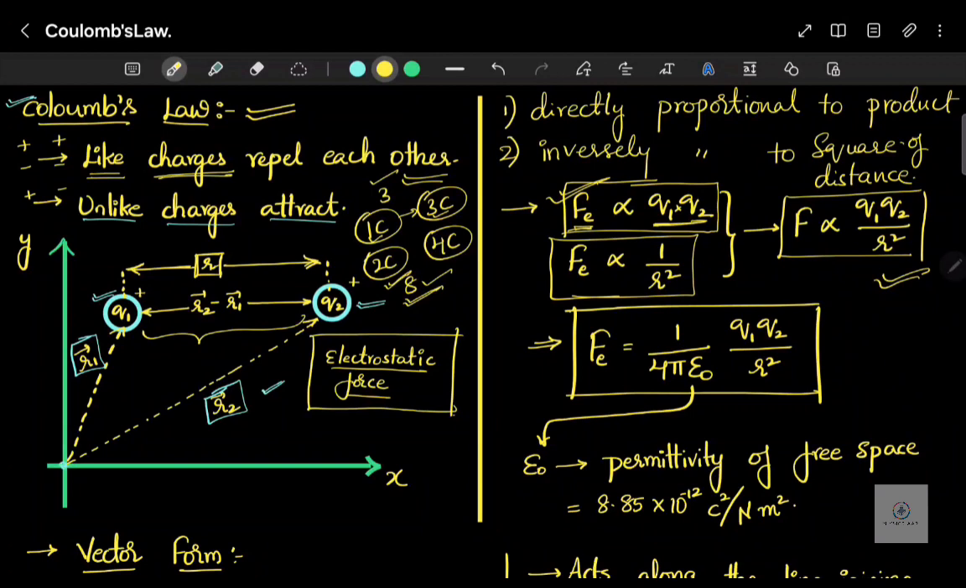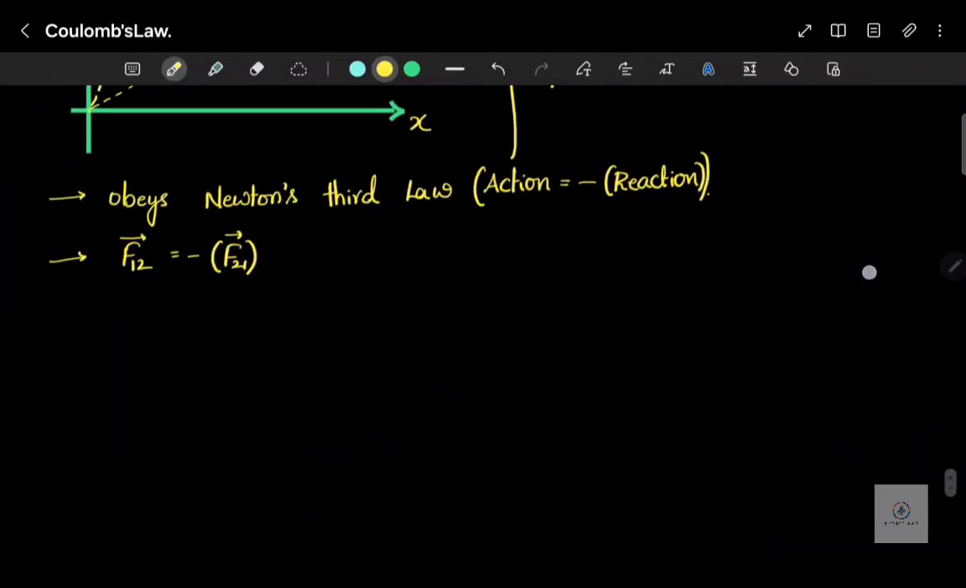Electrostatic force is directly proportional to Q1 Q2 by r square. I am telling you the statement of this Coulomb's law. Listen to this carefully.